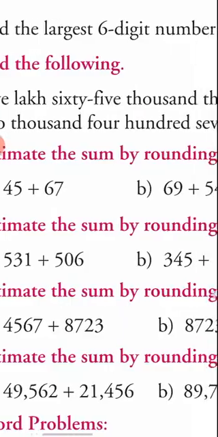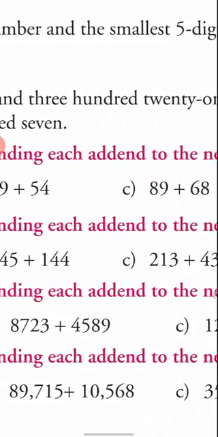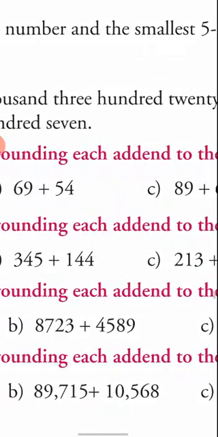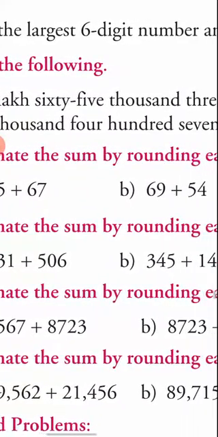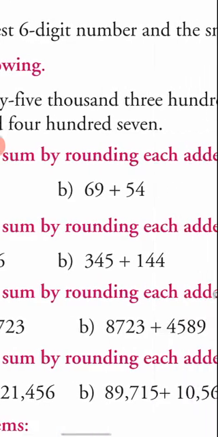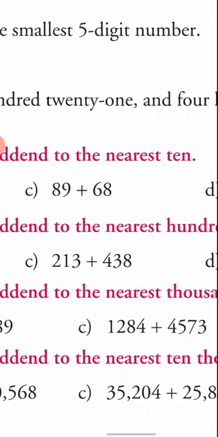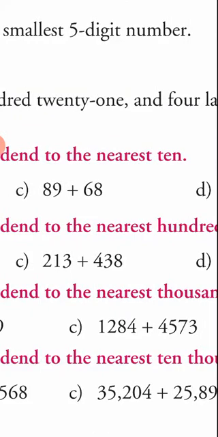Add the largest 6-digit number and the smallest 5-digit number. Now you see what the largest 6-digit number is. When you are writing 9 six times, then it is your largest 6-digit number. Similarly, the smallest 5-digit number is what? 1 and 4 zeros, right? 1 and 4 zeros means 10,000.